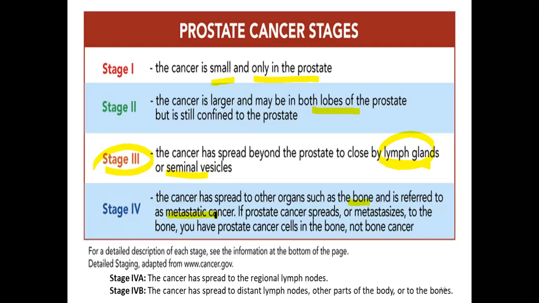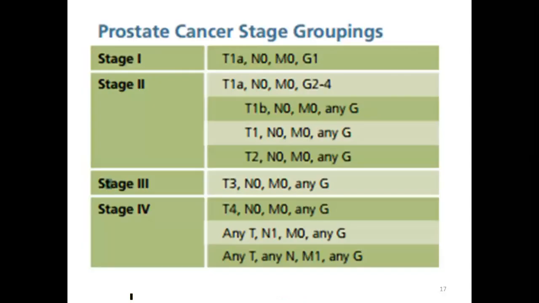If prostate cancer metastasizes to the bone, it is prostate cancer in the bone, not a bone cancer. I already mentioned this before. Usually stage 4 has A and B categories, like cervical cancer, if you remember. Stage 4A means the cancer has spread to the regional lymph nodes. But when the cancer spreads to distant lymph nodes or other parts of the body, that is when we say the patient has metastatic stage of prostate cancer.